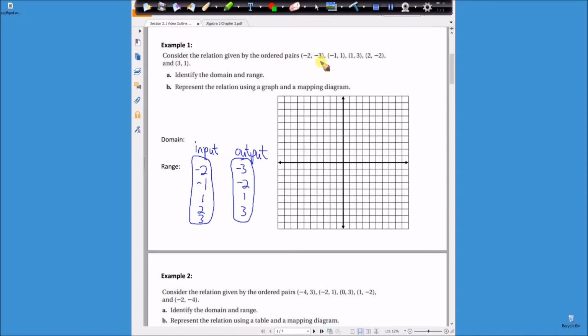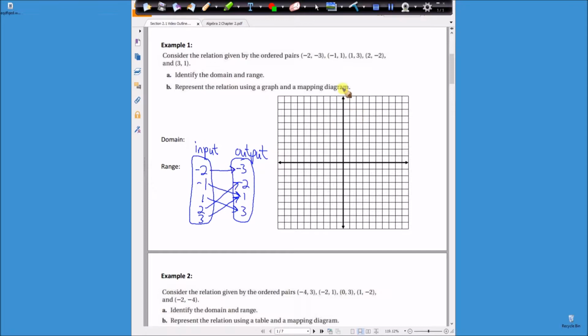And so you just follow this set of ordered pairs to create the mapping. -2 goes to -3, so you just draw an arrow showing the relationship. -1 goes to 1, 1 goes to 3, 2 goes to -2, and 3 maps to 1. And so you get a crisscross mixed up bunch of arrows here, but that is a mapping diagram that illustrates that relation.